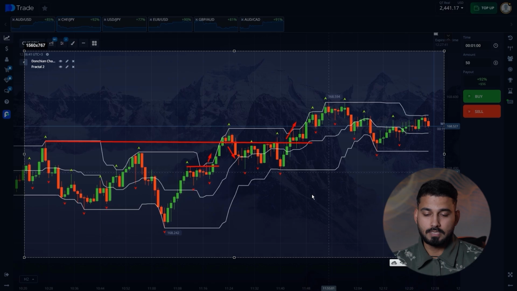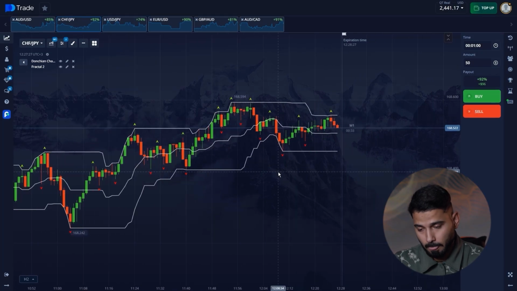Fractals also help us see potential reversal points when an asset bounces off and reverses. It's a good sign for a change in direction. These actions often coincide with the price touching the boundaries of the Donchian Channel. In this case, it is an even better sign.